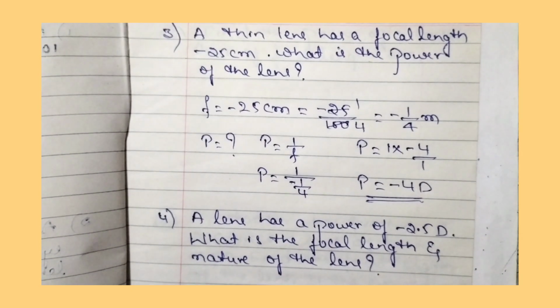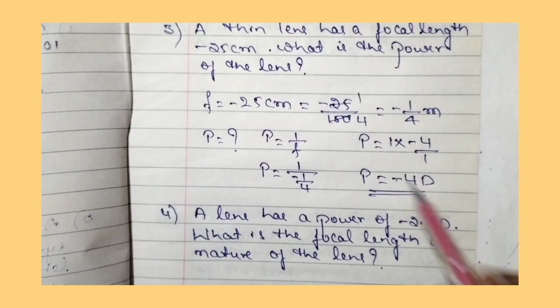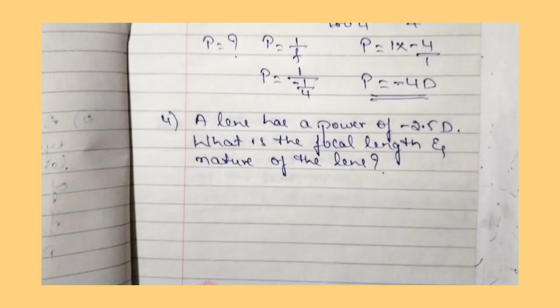What is the power of the lens? Power of the lens is minus 4 diopter. This minus indicates that it is a concave lens. So now let us move to the next question.